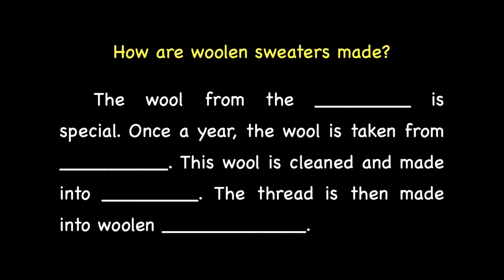We have already known how the cotton shirts are made. Now we will take a look at how woolen sweaters are made. You are going to stop this video and copy this text. Welcome back, boys and girls. I believe that you have already copied the text. Now, Mr. Pui will read this text two times. For the first time, you just listen.